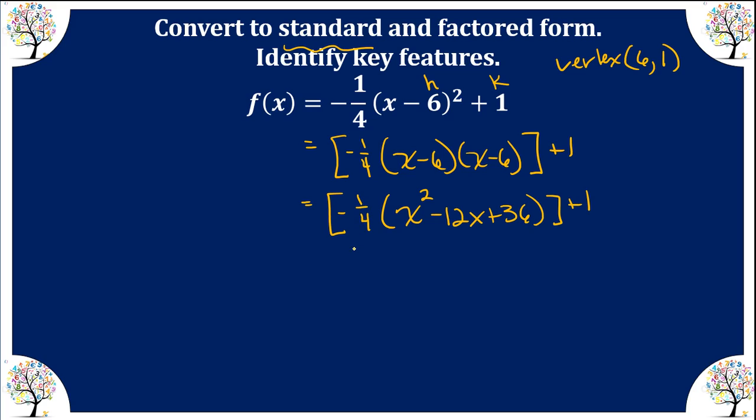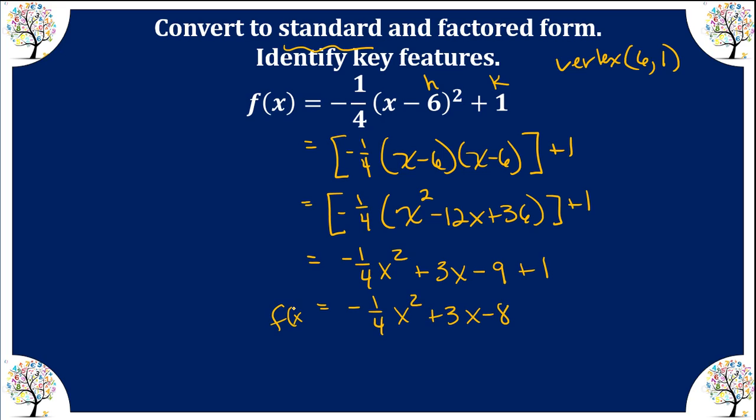When we distribute the -1/4, we can drop the grouping symbol, so we get -1/4 x squared plus 3x minus 9. And then we have plus 1. So standard form is this equation here, and our a value is still the same. So now we know our y-intercept, when x is 0, is (0, -8).